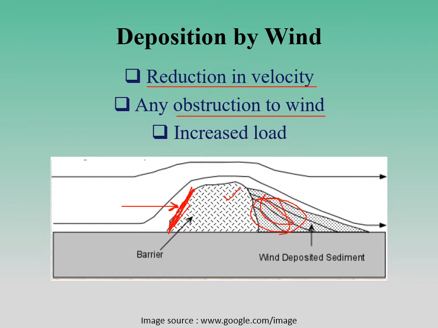So if you find a barrier body, a barrier rock or a barrier boulder along the journey path of a moving air, you can see that the upwind direction is the erosional surface, whereas in the downwind direction, the deposition of wind-blown particles occurs. Now here, reduction of energy, reduction of wind velocity occurs in this shadow zone because of the presence of obstruction.